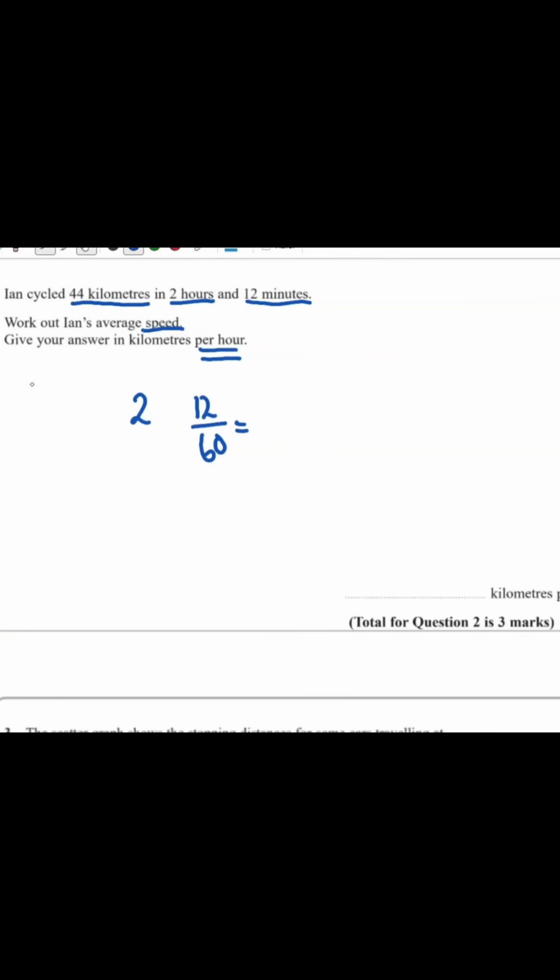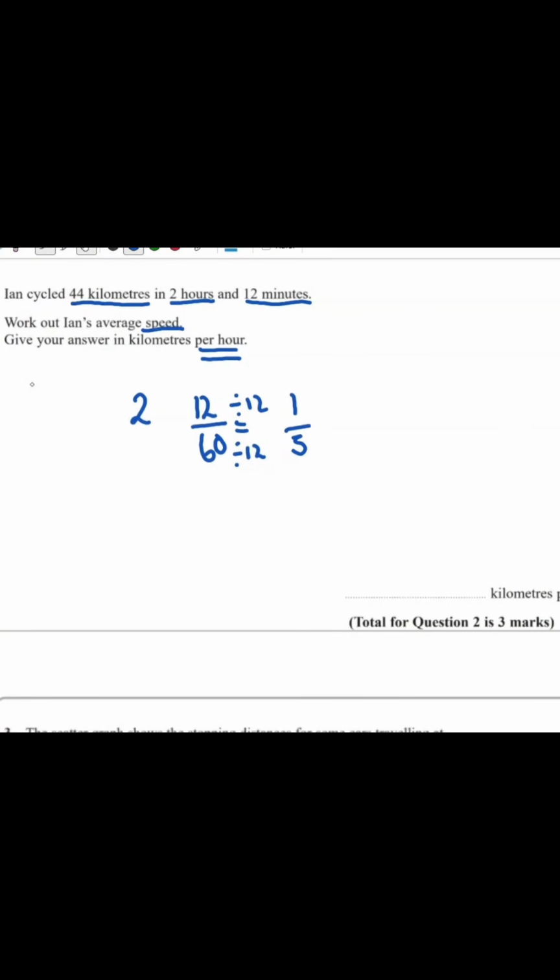So I look to see what goes into 12 and 60, and I can divide both by 12. You could halve it and halve it again and halve it again. But I can see that 12 goes into both of those, so that gives me 1/5. I've now got to convert a fifth to a decimal.